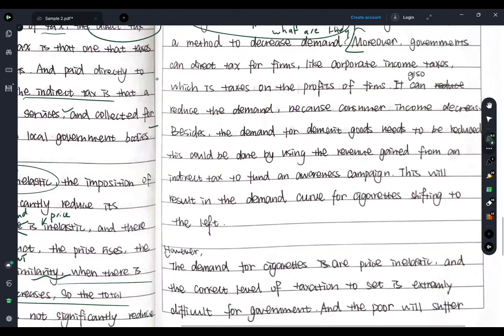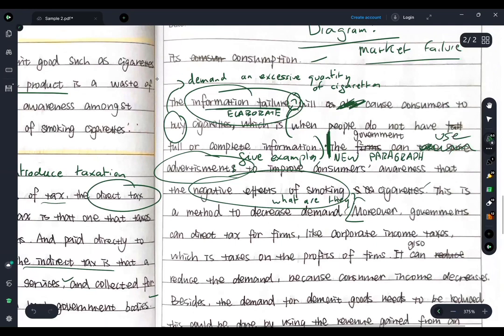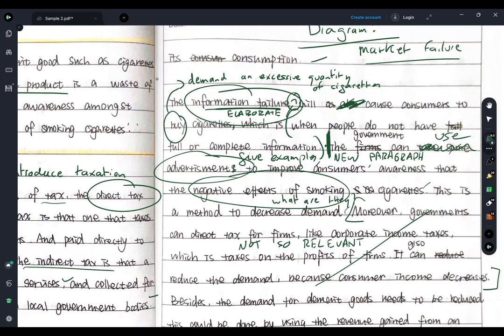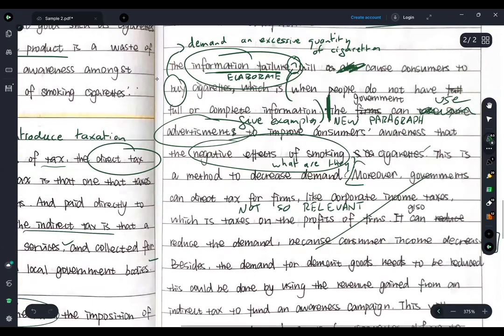I don't, that's not so relevant. I understand the idea, but yeah, not so relevant. Why? It's true that if you increase income tax, for example, not really for businesses, by the way, mostly for consumers. Yeah, I don't even know why. Okay, so that's absolutely not relevant.